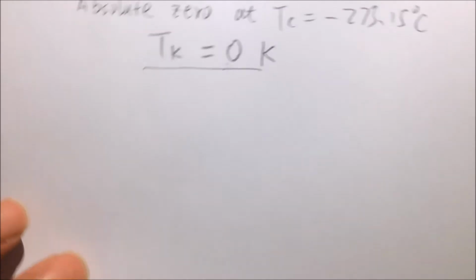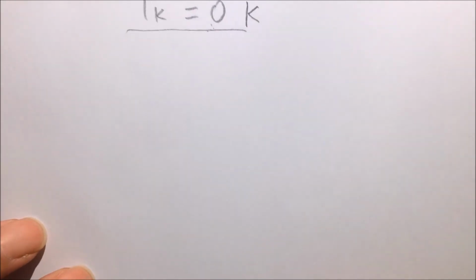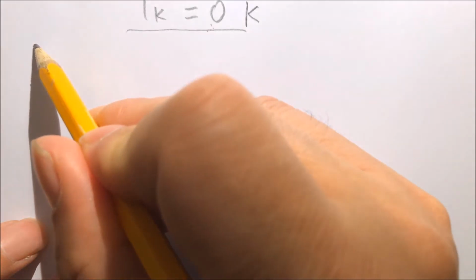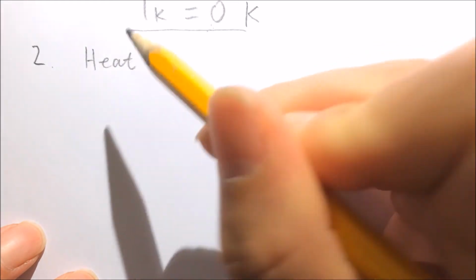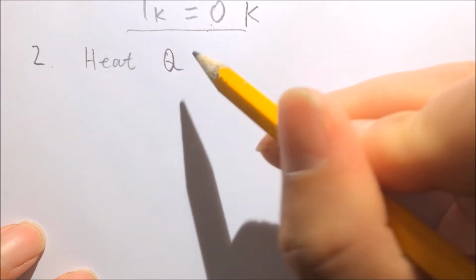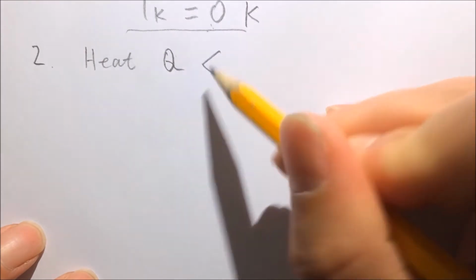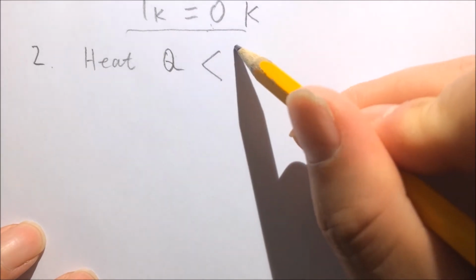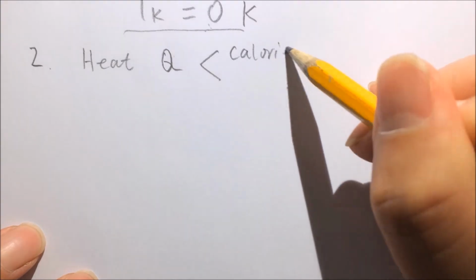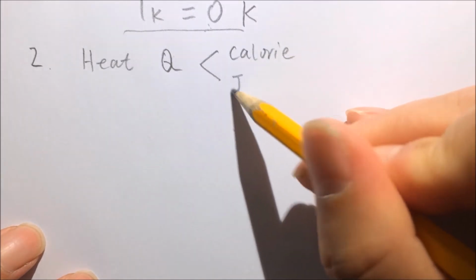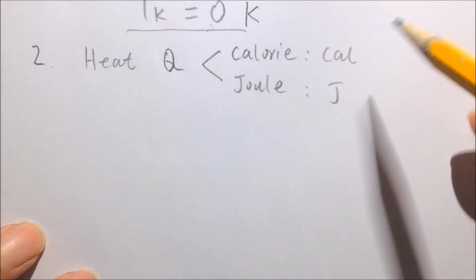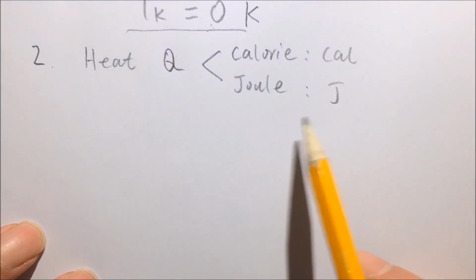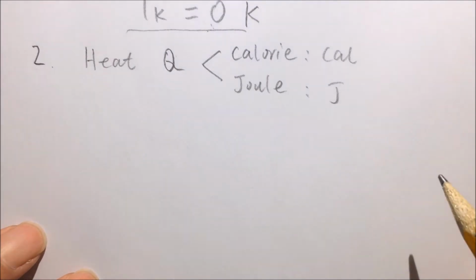Now, second, we introduce heat. Normally use letter Q to express heat. The heat has two units. One is calorie, the other is joule, cal or J. You have noticed joule is actually the unit of energy. So heat is actually energy.